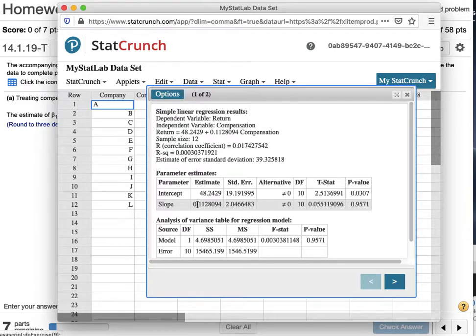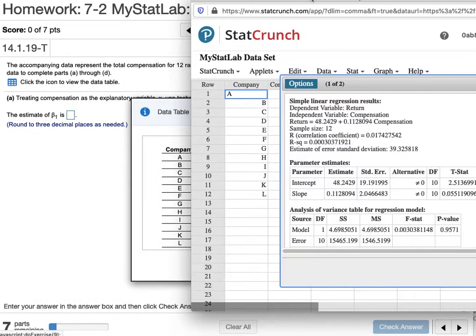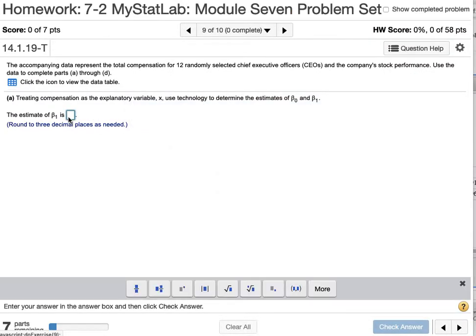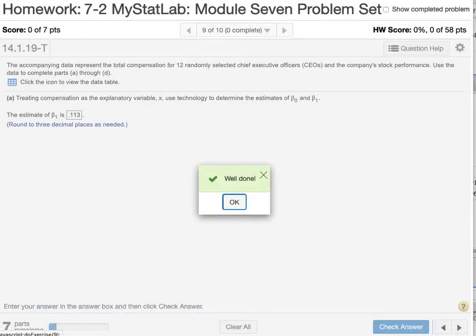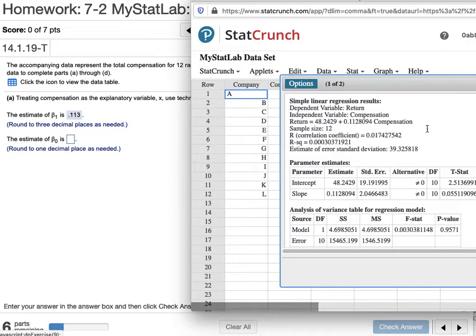So the estimate of the slope is 0.11. Let's see how many decimals they want. 3. So 0.113. All right, and then the y-intercept, the estimate for that is 48.3.